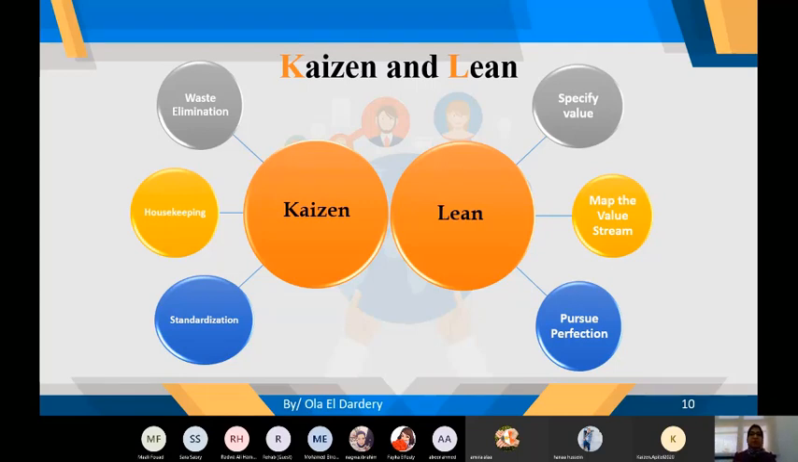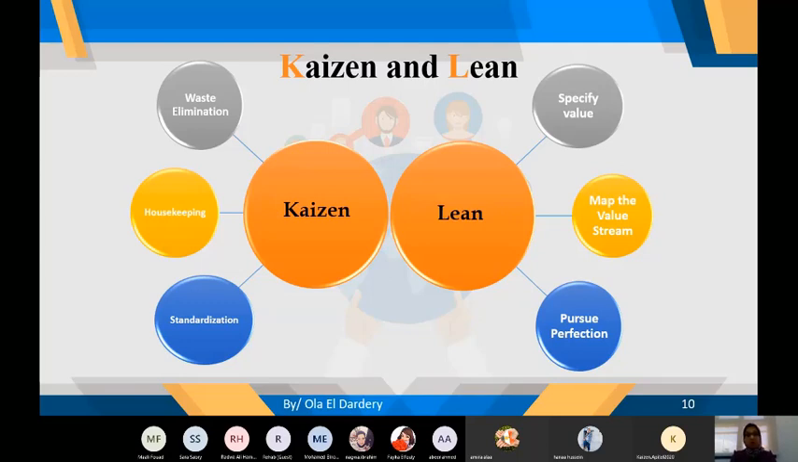We're going to specify the value for the customer. We're going to map the value stream. We're going to do this. We're going to do that. And then they implement it. However, Kaizen is more about the involvement of people. So this is a bottom-up approach.